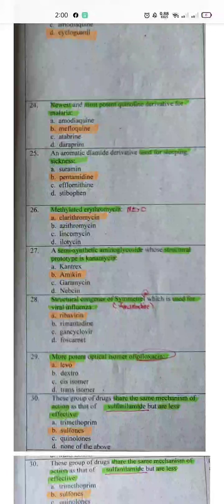Number 30, these groups of drugs share the same mechanism of action as that of sulfanilamide but are less effective. That is your sulfones. So, the word here is sulfanilamide, sulfa, and the answer is sulfones. They have the same mechanism of action, however, less effective than sulfanilamide.